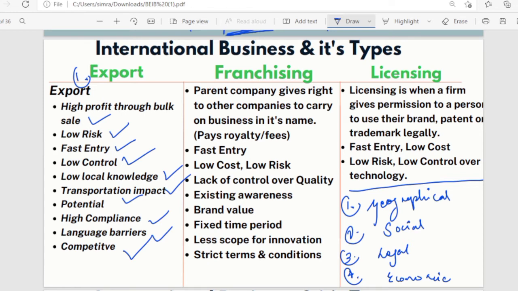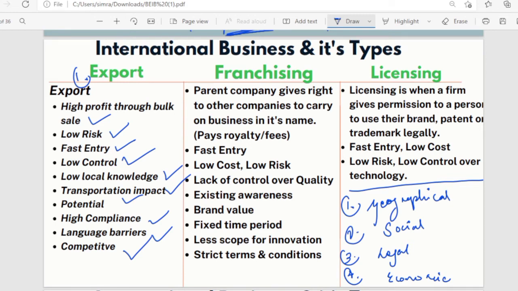Maximum people are aware of exporting, whereas maximum people are not aware of what is licensing, franchising, greenfield, acquisition, etc. Maximum people are aware of only exporting. And in exporting, since the entry is fast, these all things contribute to a competitive market. I don't think you should ratify these things, because this is just basic. If someone asks you, "Do you know exporting?" you will say yes.